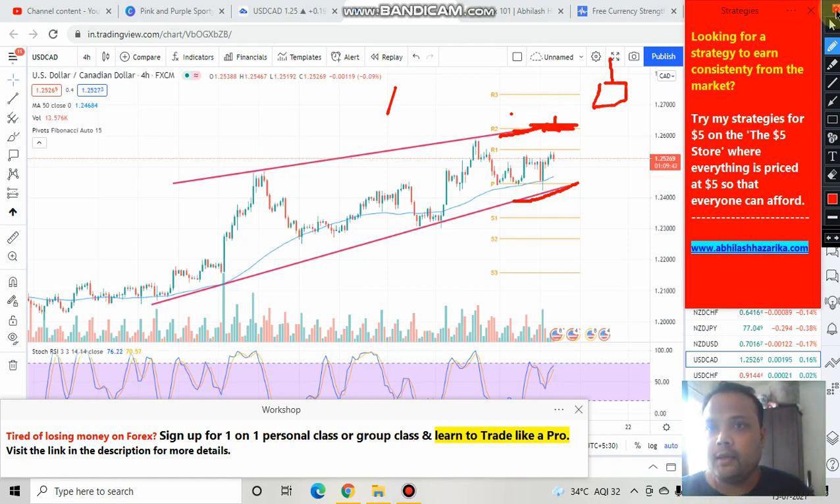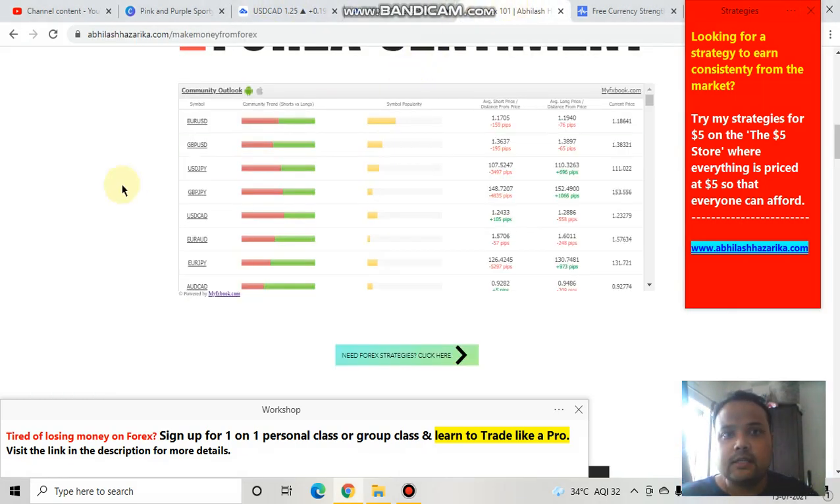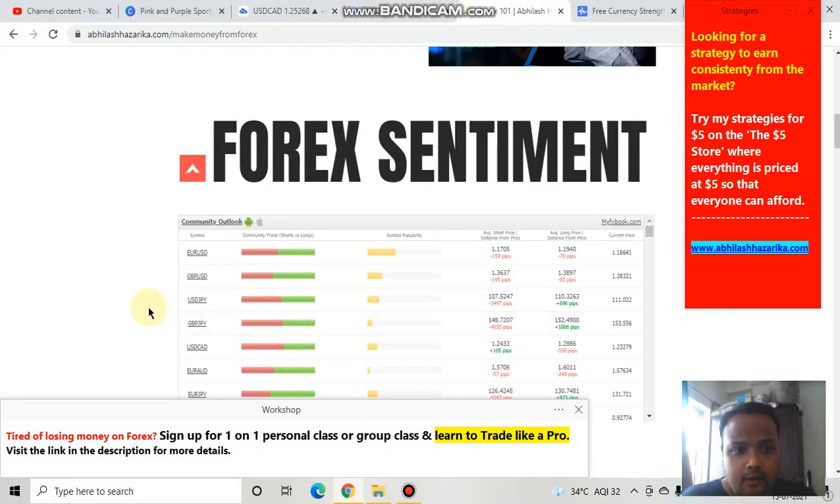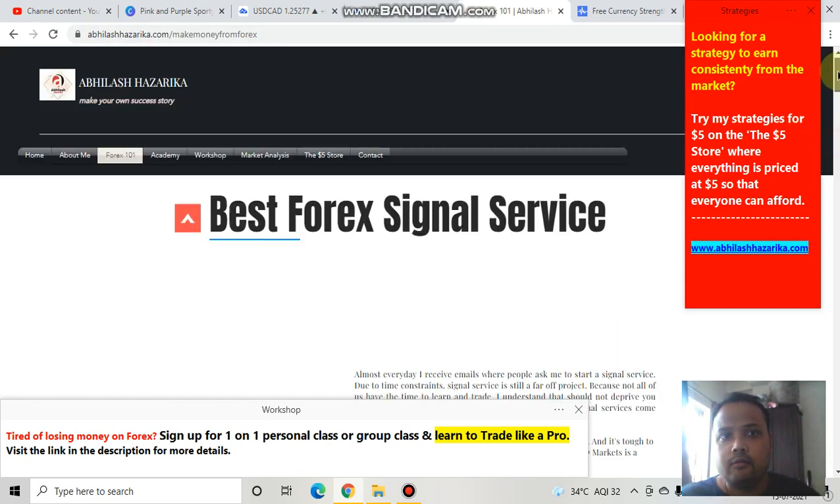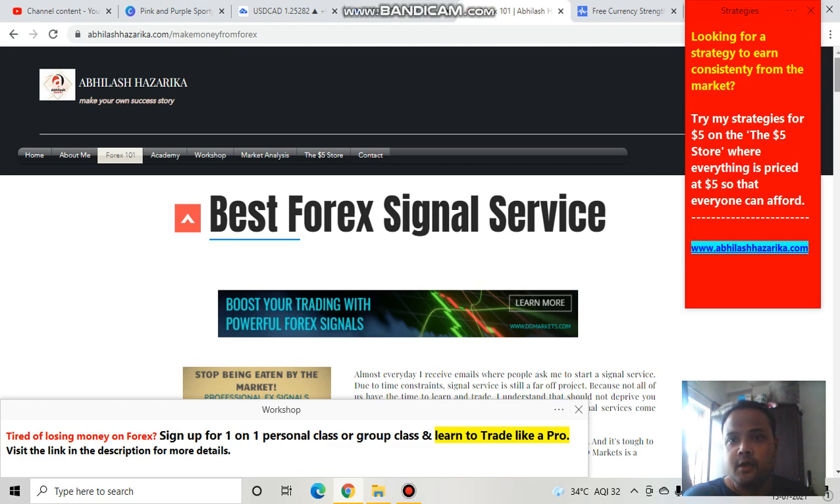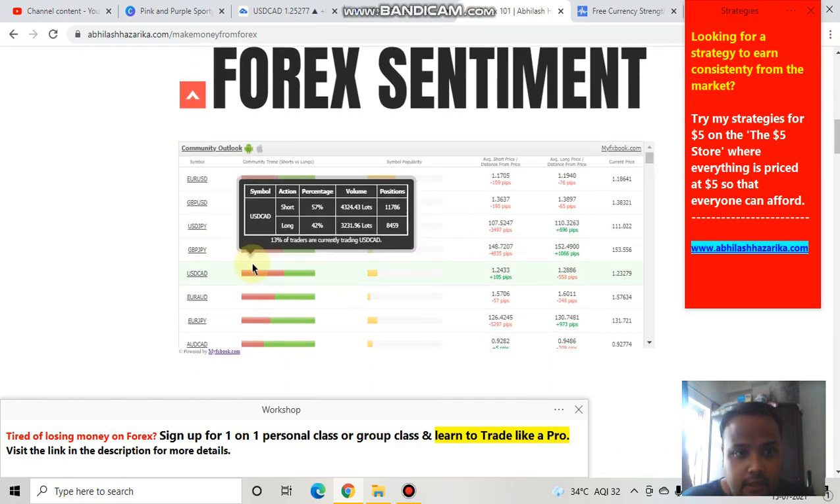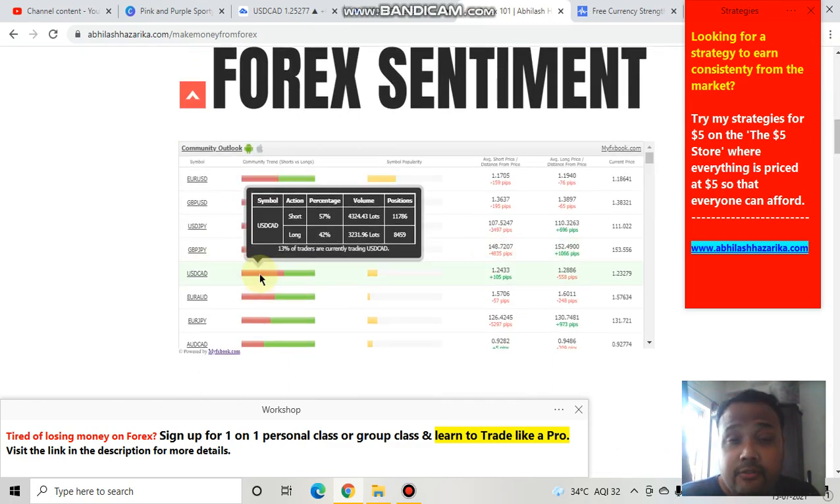And if we look at the Forex Sentiment meter here, you'll find the Forex Sentiment meter on my website avilashhajarika.com under the Forex 101 section. So if we go to the Forex Sentiment meter here, then we can see that 57% of retail traders have taken a short position and 42% of retail traders have taken a long position.